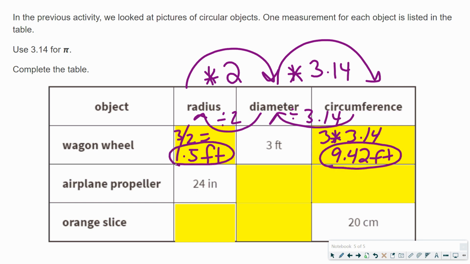All right, so for the airplane propeller, I do 24 times 2, which gives me 48 inches. To find the circumference, I do 48 times 3.14, which is 150.72.